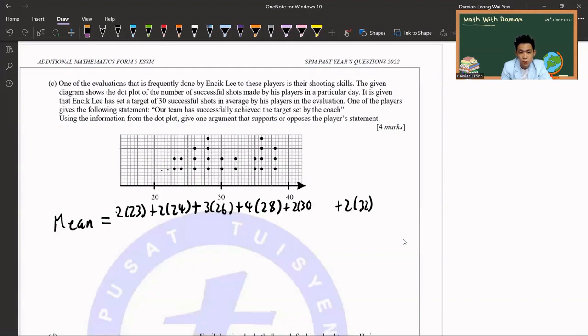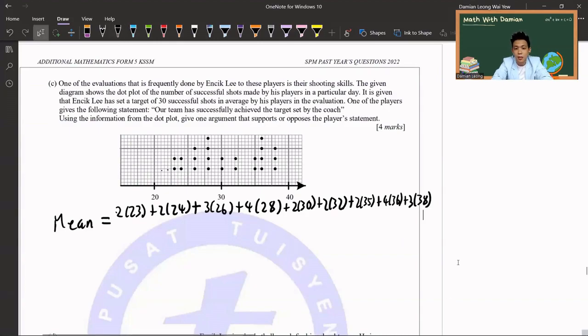Let me put it closer. Not enough space. It's 2 times 32 plus 2 times 35 plus 4 times 36 plus 3 times 38.